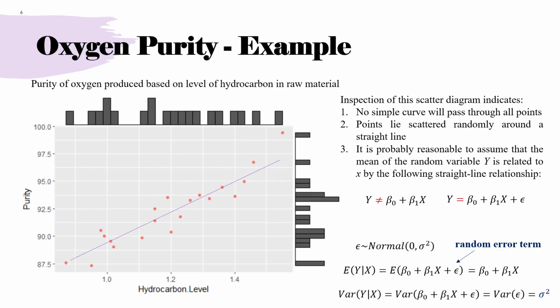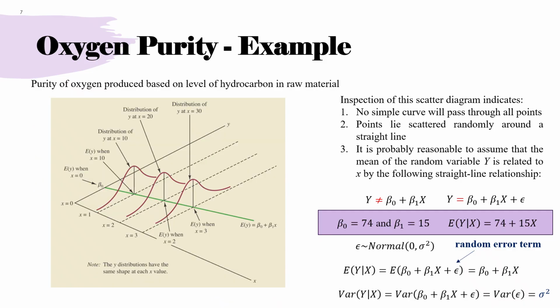This means if we know x, the level of hydrocarbon in the raw material, we can plug it in the fitted line and report the most likely value, not the exact value, most likely value of oxygen purity as beta 0 plus beta 1 times level of hydrocarbon in the raw material. By assuming that the error term follows a normal distribution, we are implicitly assuming that the response variable also follows a normal distribution centered at beta 0 plus beta 1 times x with a constant variance of sigma squared.